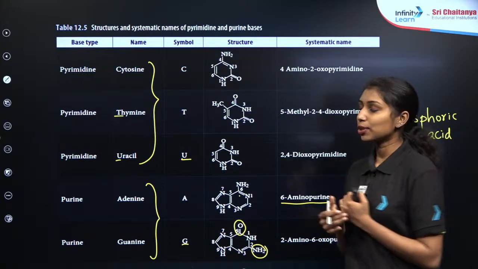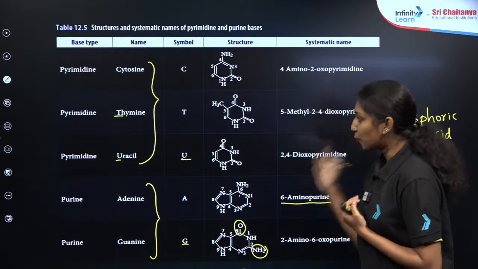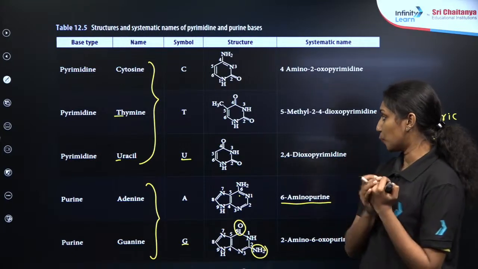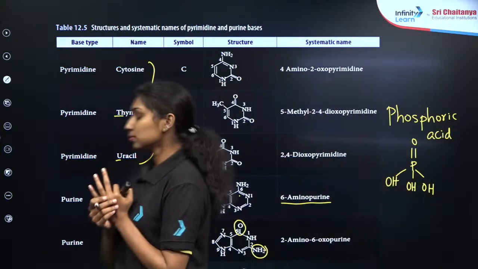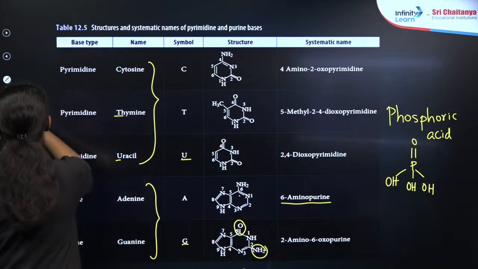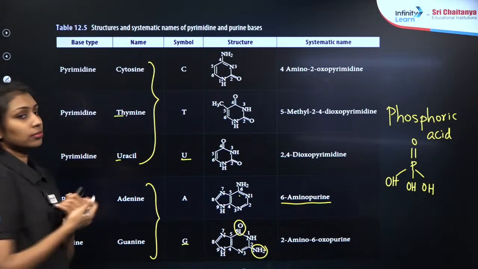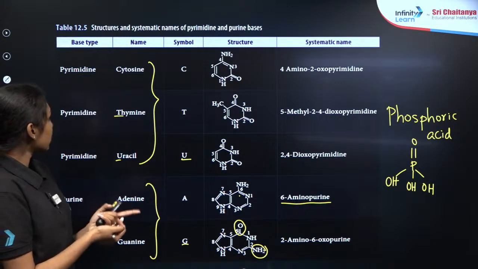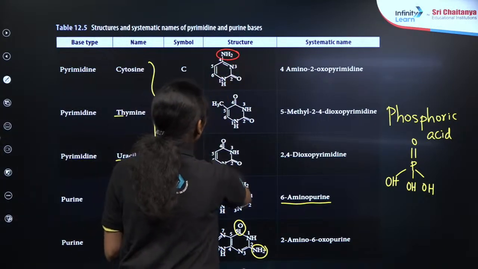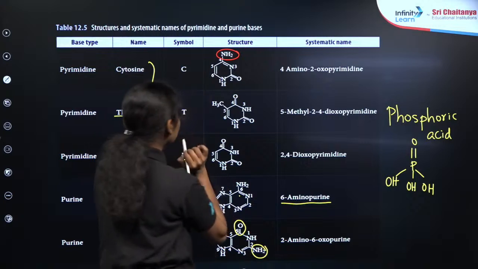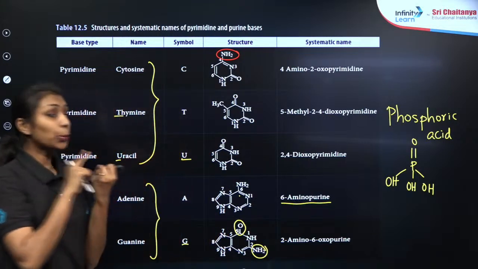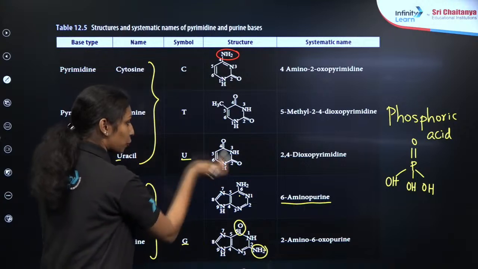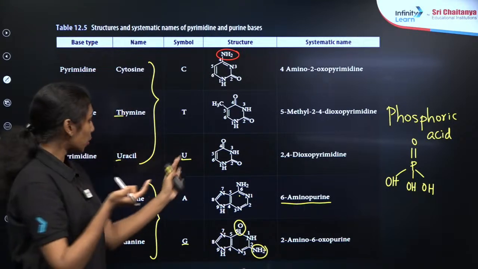Now we will get the answer for the question. This is the structure of the different nitrogenous bases. Which one of the following does not contain an NH2 group? Here, in the case of cytosine, there is an NH2 group. In the case of thymine, there is no NH2 group, right? So, in our question, the answer may be thymine or uracil. In the case of uracil also, there is no amine group, no NH2 group.